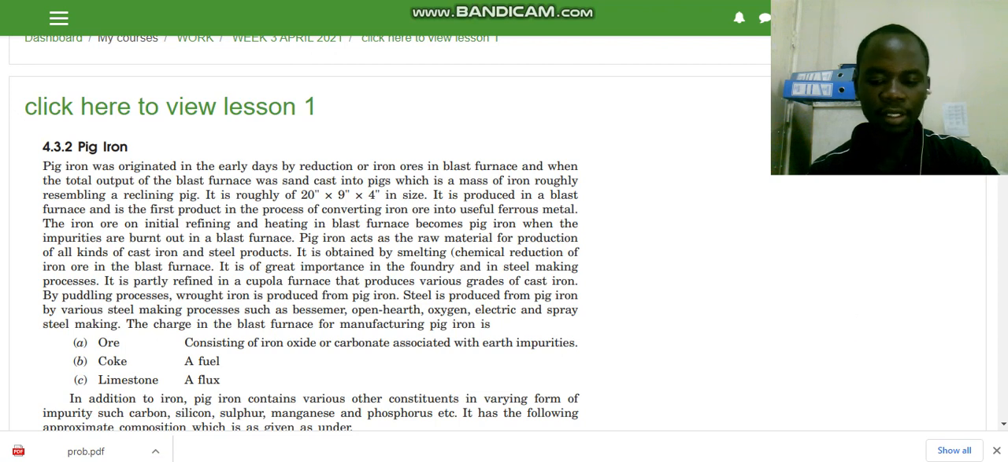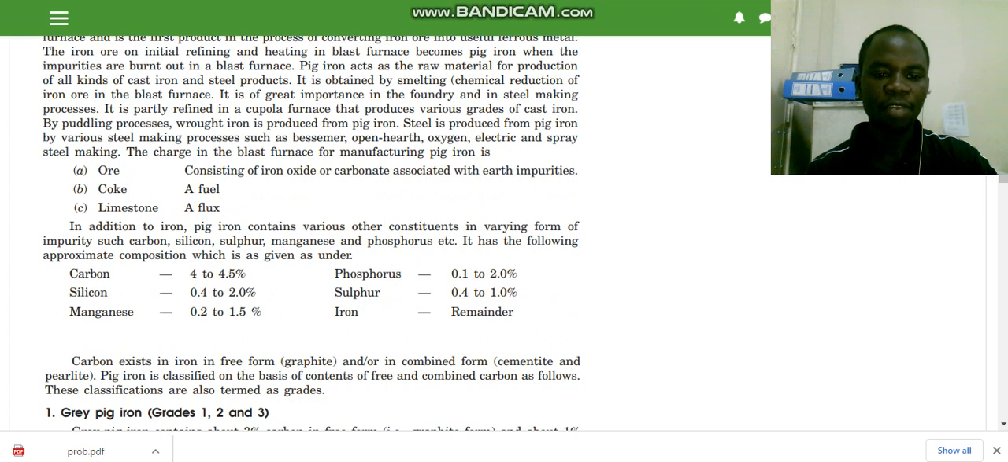So in addition to iron, pig iron contains various other constituents in the form of impurities, such as carbon, silicon, sulfur, manganese, and phosphorus. These impurities vary in composition depending on the ratio. Carbon varies in the ratio of 4 to 4.5%, silicon 0.4 to 2%, manganese 0.2 to 1.5%, phosphorus 0.1 to 2%, sulfur 0.4 to 1%, and the remaining percentage, the big chunk, is that of the iron.